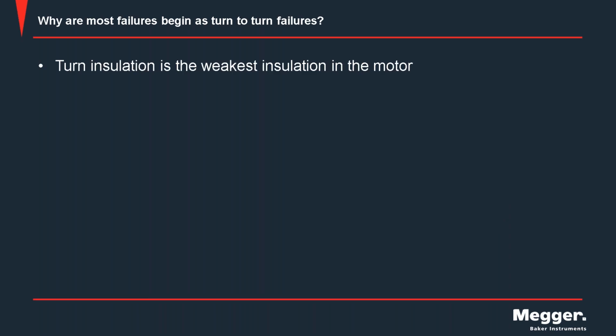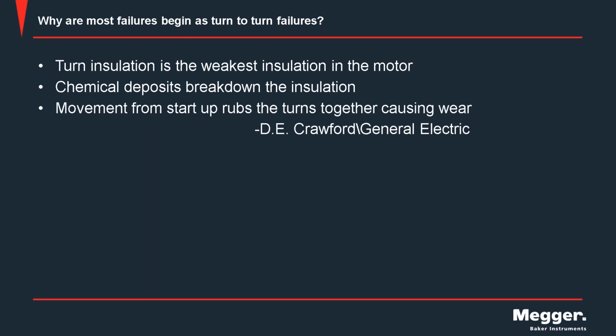So motors, as I mentioned earlier, begin as turn-to-turn faults, right? 67% we had in that one pie chart. The turn insulation is the weakest in the motor. As we saw on the breakdown curve, that was around the 8,000 volt level versus the 25,000 volts to ground. As chemicals act on the insulation, it's going to break down that turn-to-turn insulation. We'll show you this video from the GE study from Crawford that shows that movement that causes the turn-to-turn insulation to wear out over time.